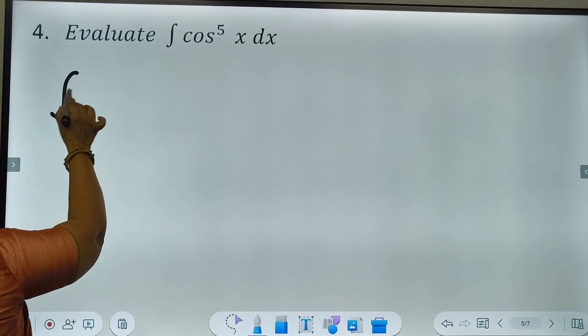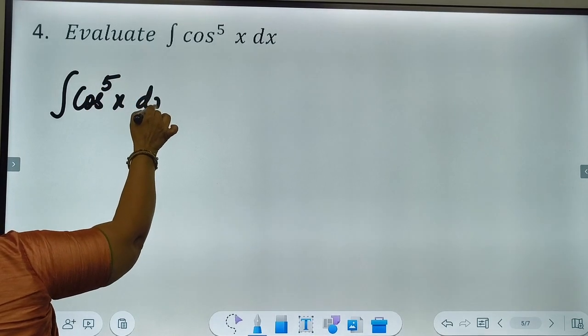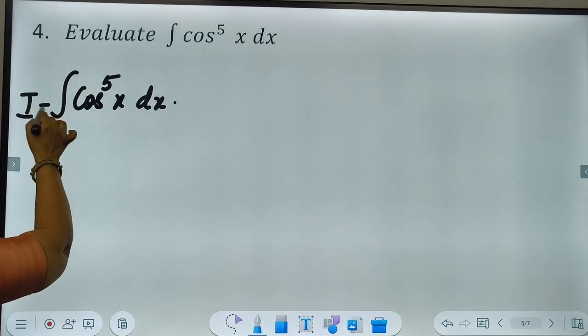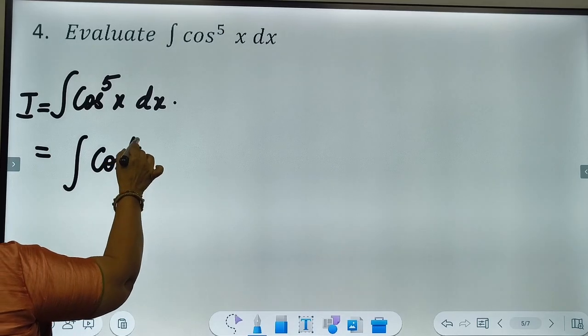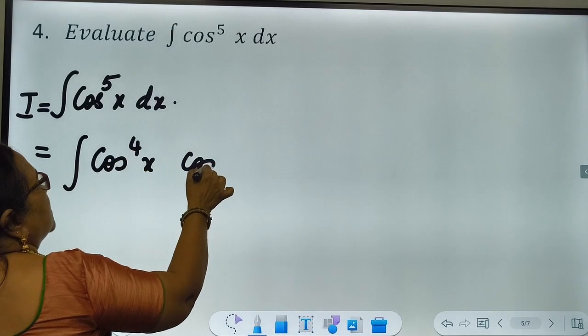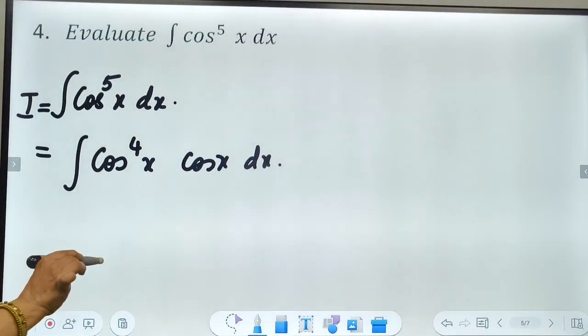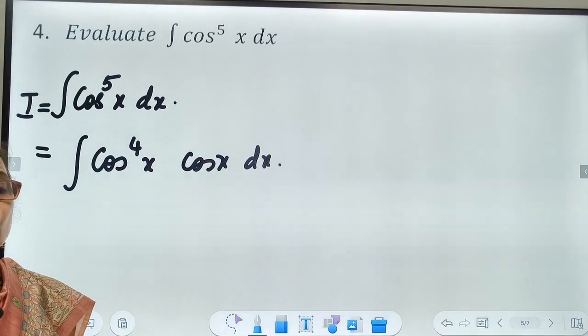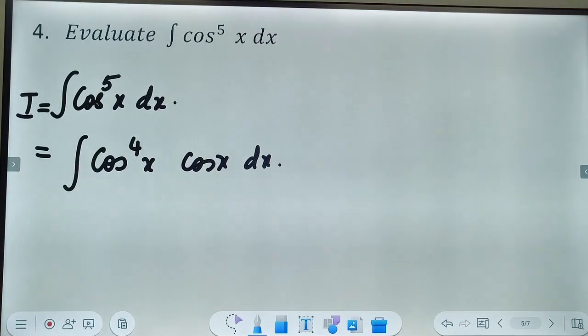Now, integral of cos power 5x dx. After doing the previous sum, this should already give you a clue. Keep it as cos power 4x into cos x. Why? Because this I can write in terms of sin x, and if I put sin x as t, cos x dx will be dt. So that is the underlying logic or technique.